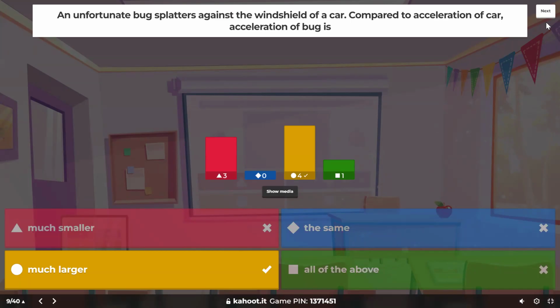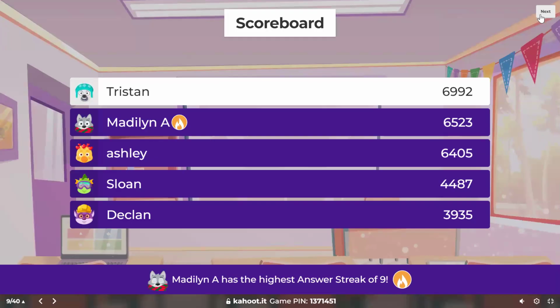So the forces are the same. The force on the bug and the force on the car are the same. But the car has so much mass, it hardly changes its motion at all. It might change from 60 miles an hour to 59.99 miles an hour. But the bug, maybe it's just hovering there, and then bam, it has a huge change in motion. A small mass can accelerate a lot with some force.